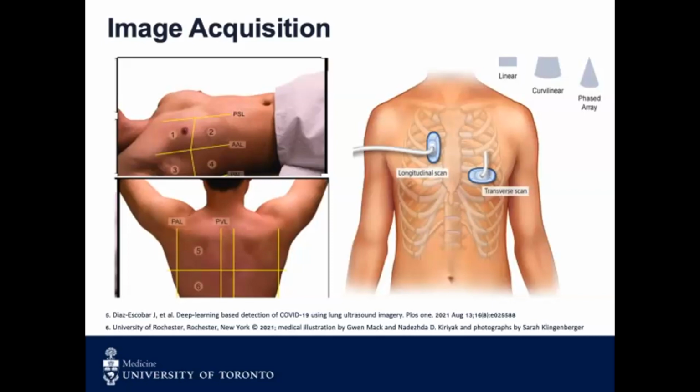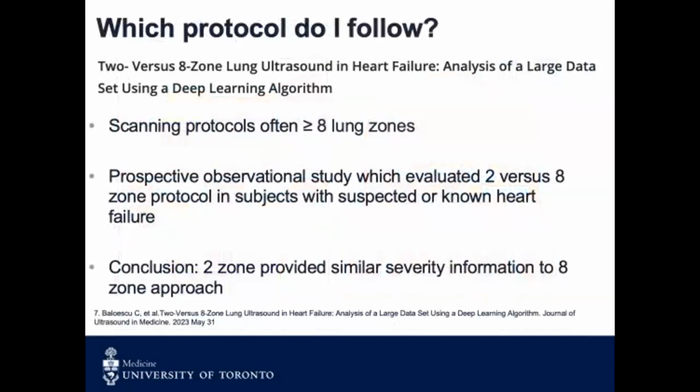Here, I've just included a more comprehensive protocol, which is the 12-lung protocol. Each lung is divided into 6 different segments to make 12. But you may say, I don't have time to scan every patient in 12 zones when they come to my clinic. So this is what I put in because I know that the group here is mainly cardiology. This study looked at 2 versus 8 zone lung ultrasound in heart failure patients, knowing that most scanning protocols in the literature are 8 or more lung zones. This particular study looked at the anterior left and right superior lung zones versus 8 zones.